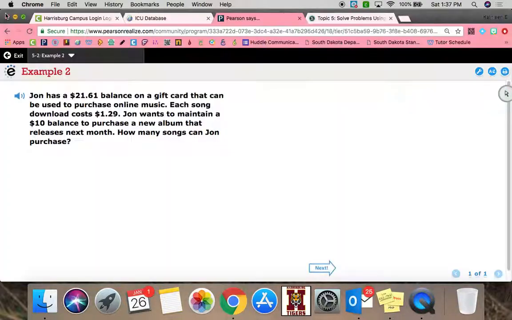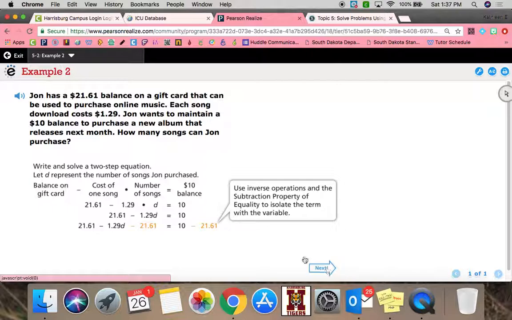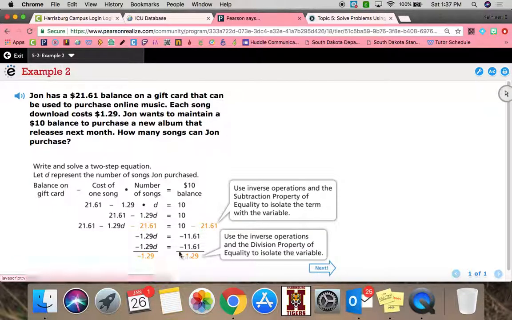Okay, so he can buy 9 songs. It would be 1.29 S for songs equals 11.61. Okay, that's how we would set up that equation. Balance on the gift card minus the cost of one song times the number of songs equals a $10 balance. So we found the difference first and then divided.